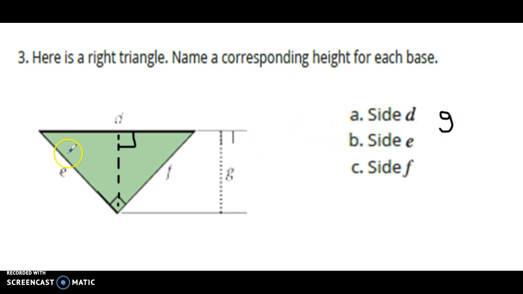Then I'm going to look at side E. For E, I need to find a line that goes at a right angle and goes the whole height of the triangle. So if my base is E, my height is actually going to be F. So let's write F. Look at part C, see if you can do that on your own. So if side F is my base, the line that's at a right angle to side F is going to be E.